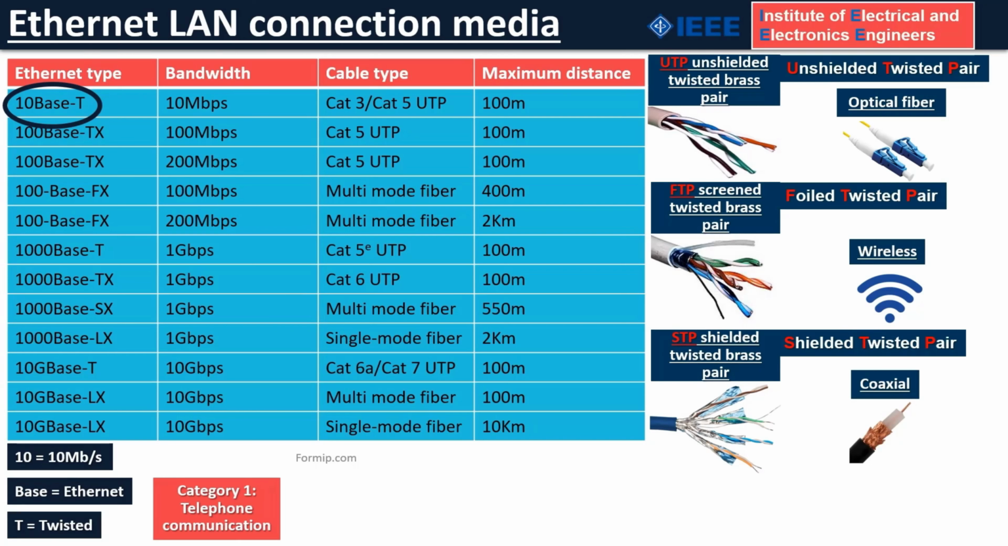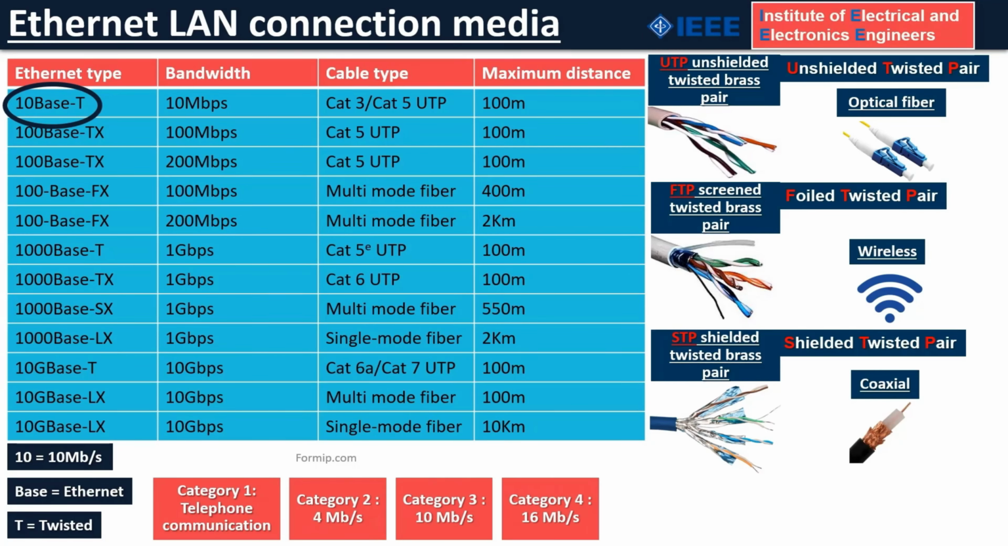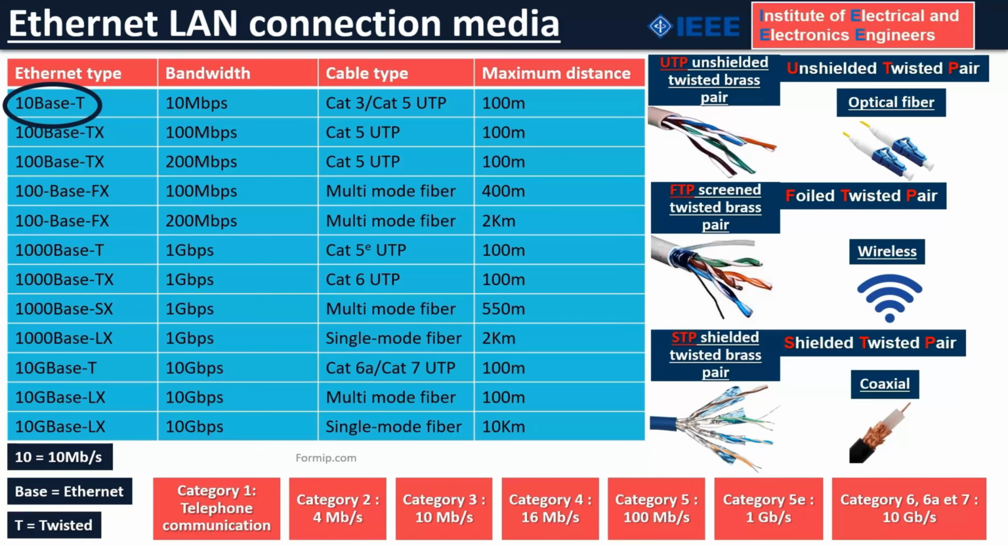Category 1 is used for telephone communications. It's not suitable for data transmission. Category 2 is capable of transmitting data at speeds of up to 4 megabits per second. Category 3 can go up to 10 megabits per second. Category 4 up to 16. Category 5 goes up to 100 megabits per second. Category 5E up to 1 gigabit per second. And Categories 6, 6A, and 7 can transmit data at speeds of up to 10 gigabits per second.